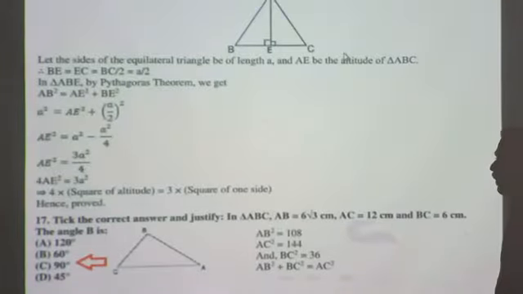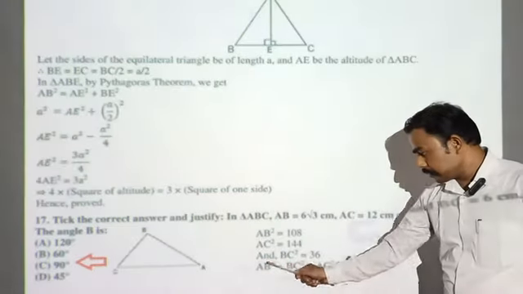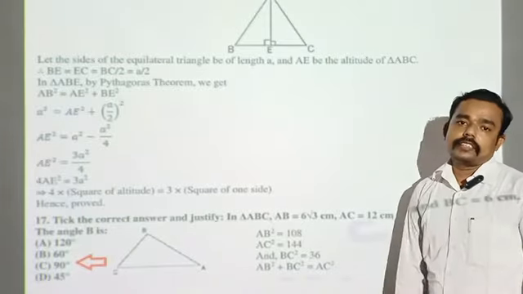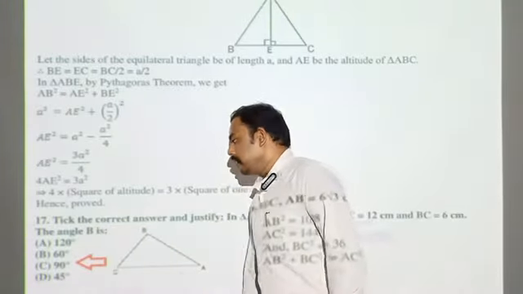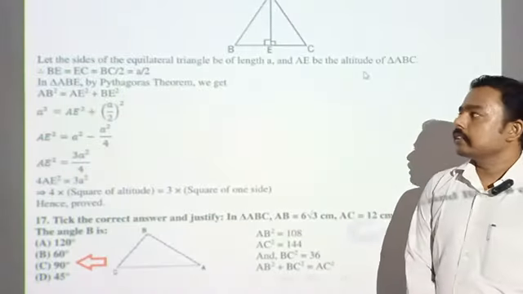Why do we want to choose B? AB squared and BC squared are the sides meeting at B, so definitely at B it should be 90 degrees. So we can choose that angle B is 90 degrees. Like that we can prove this exercise.